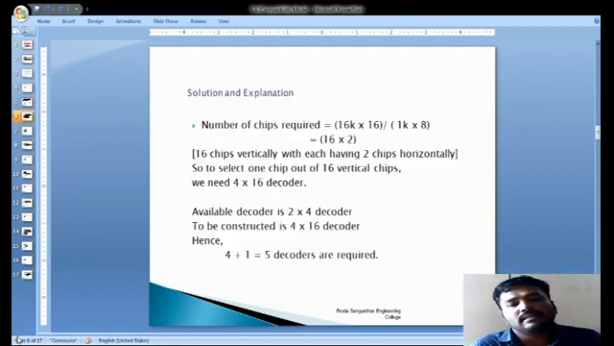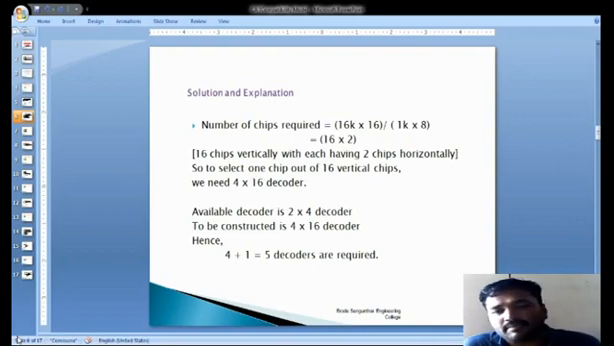So the solution for the given sum: the number of chips required is 16 by 16 divided by 1 by 8, right? When we divide, we get 16 by 2. So 16 chips vertically, each having two chips horizontally. The available decoder is the 2 by 4 decoder only. So to construct a 4 by 16 decoder, we have 4 plus 1 additional, that is 5 decoders required. So the answer is 5 decoders.